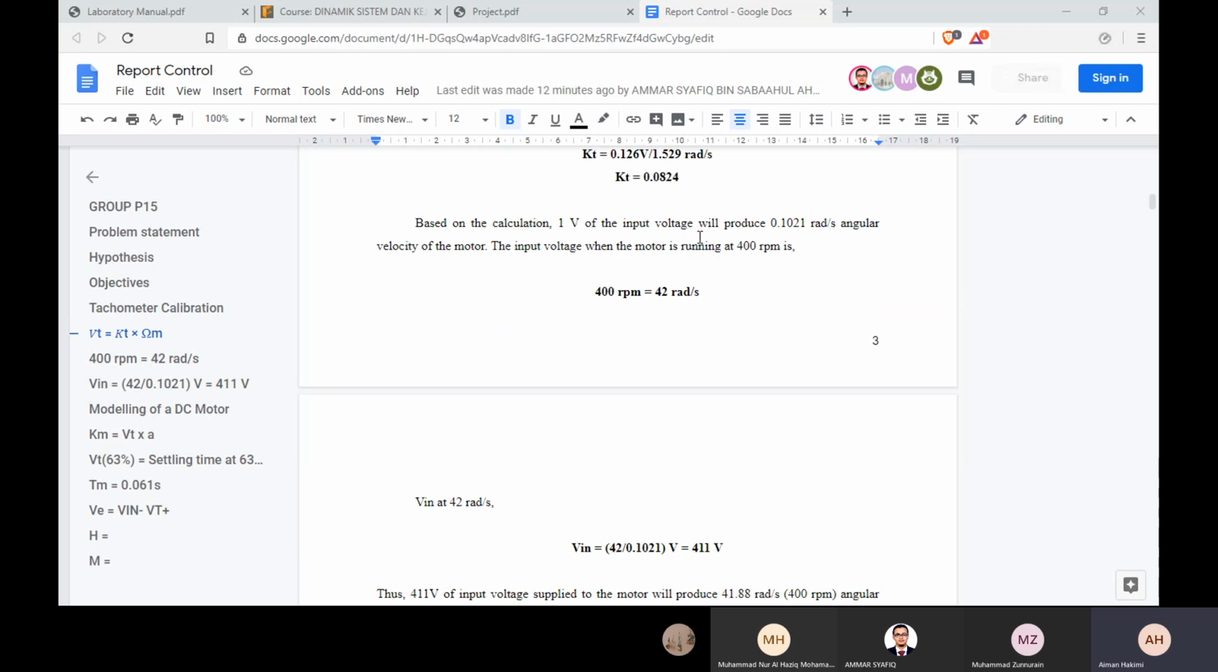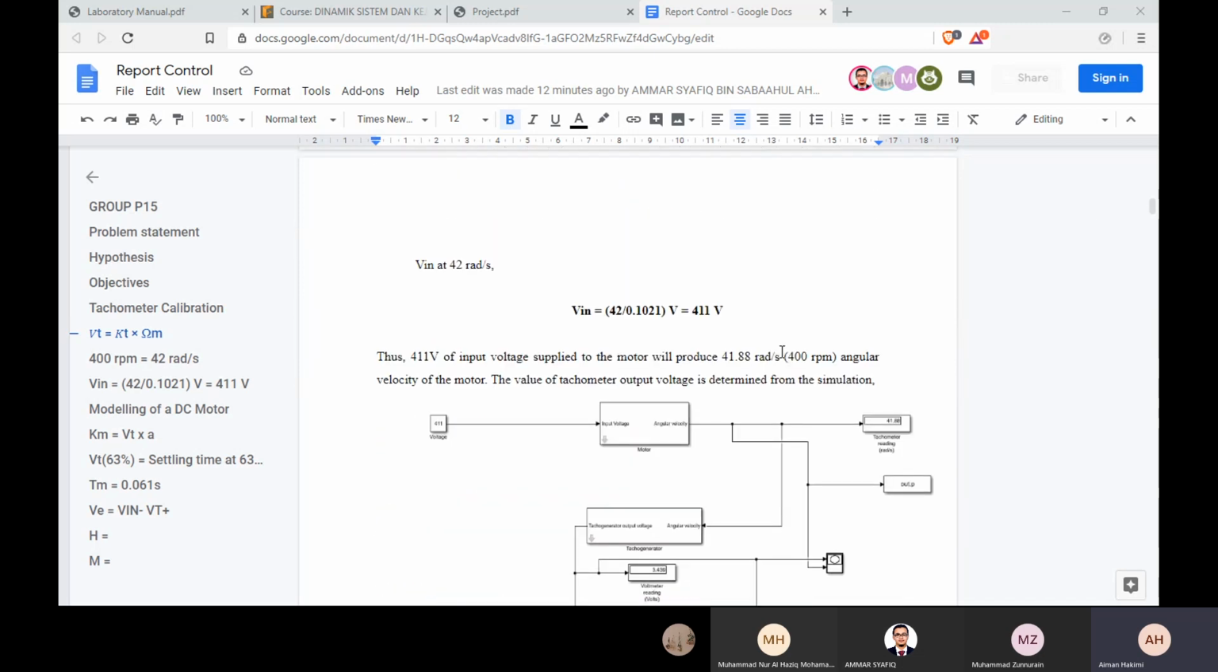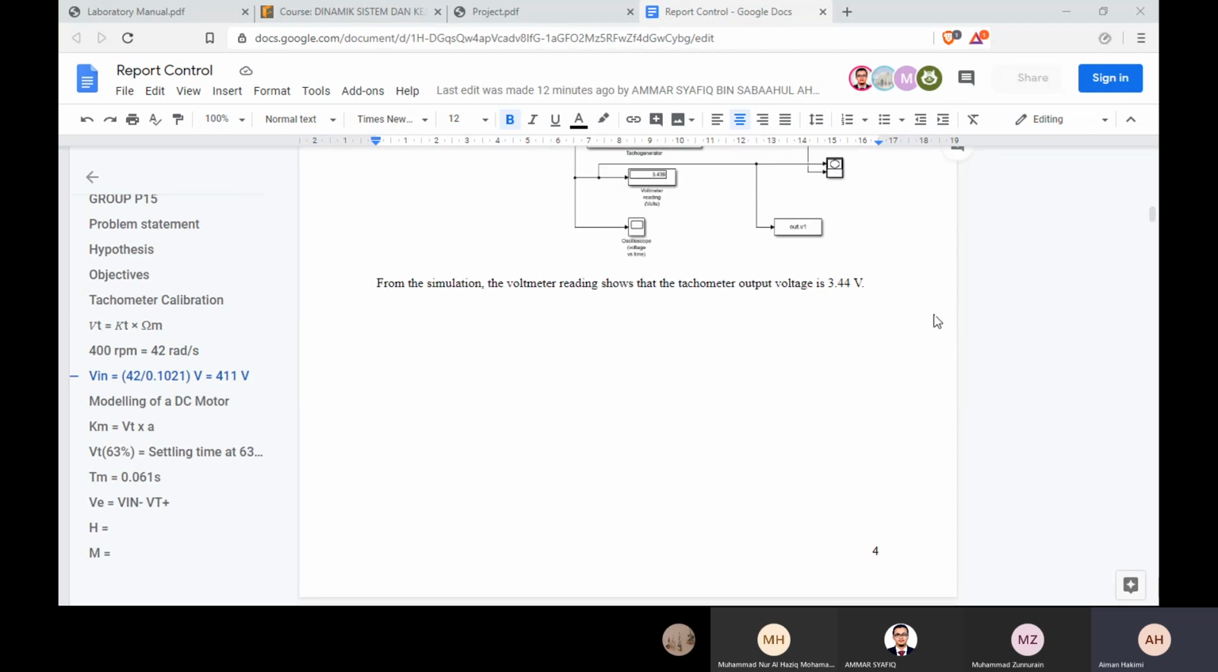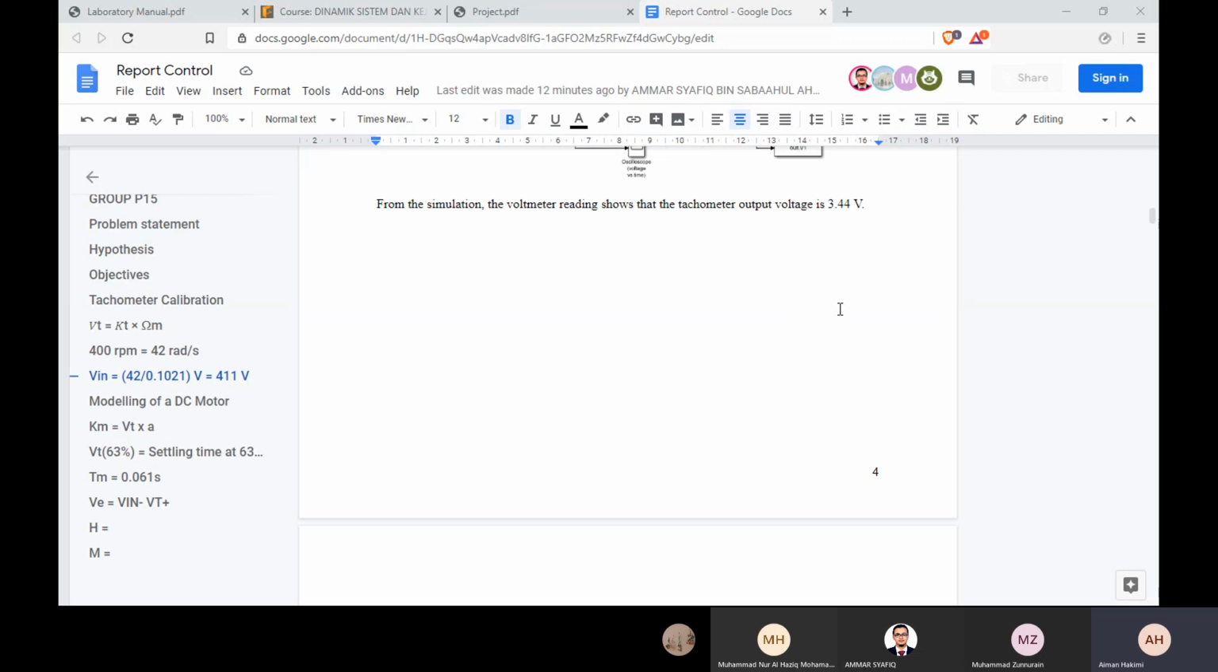The time constant when the motor is running at 400 RPM. So 400 RPM is 42 radian per second. So we need to find the input voltage for 42 radian per second for the simulation. That is 411 volts. So I input 411 volts of input voltage. It will produce 42 radian per second. So this is true. From the simulation, we find the tachometer output voltage Vt to be 3.44 volts.